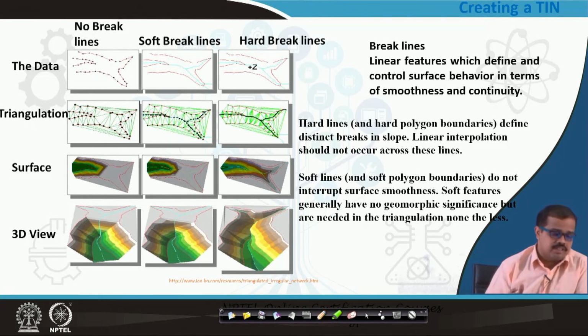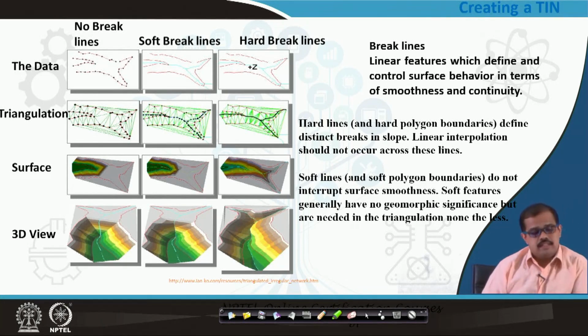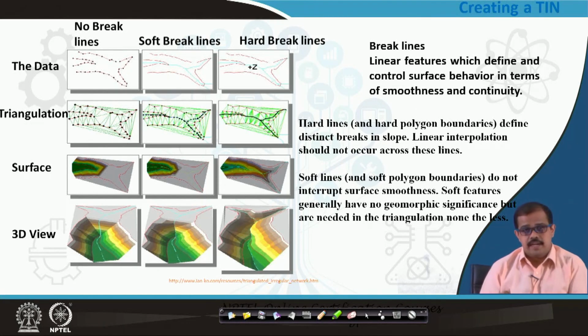First, the triangulation is developed, then how the surface is developed, and finally the 3D view is developed. The first thing that we have to understand is break lines. Break lines are linear features which define and control the surface behavior in terms of smoothness and continuity. That is what is called break lines.